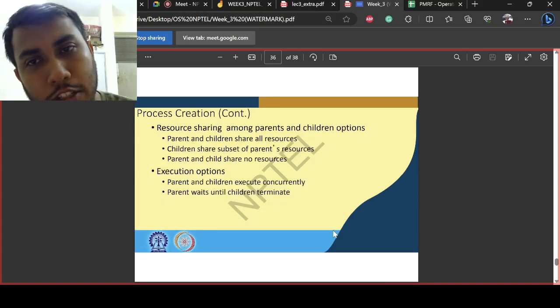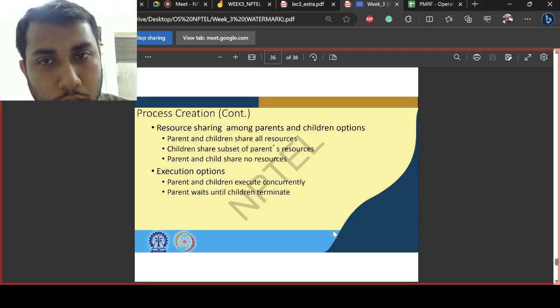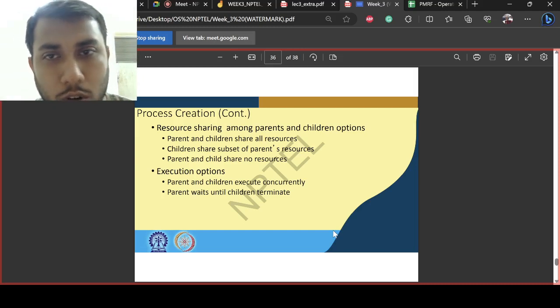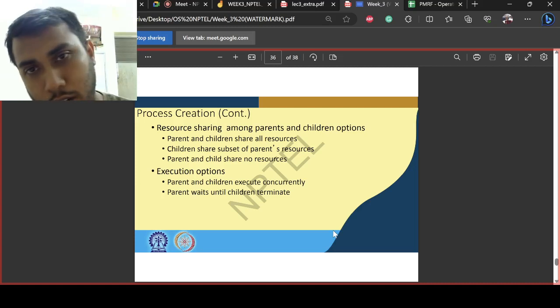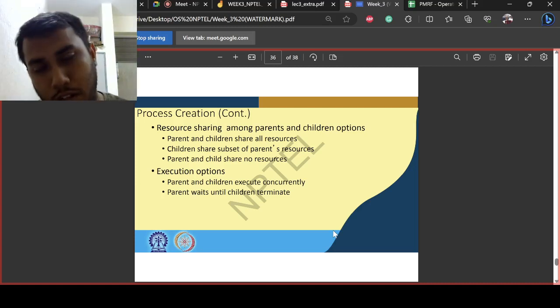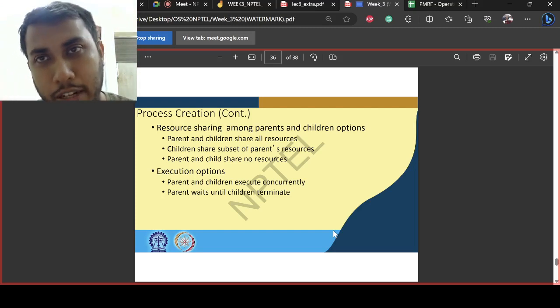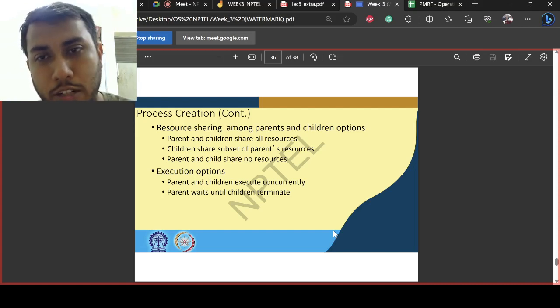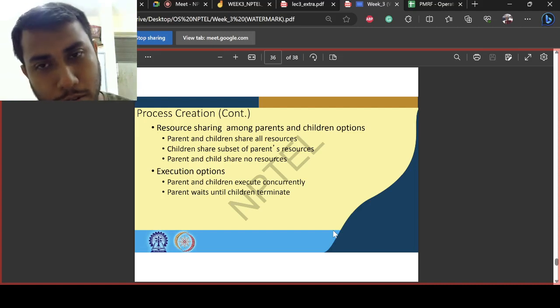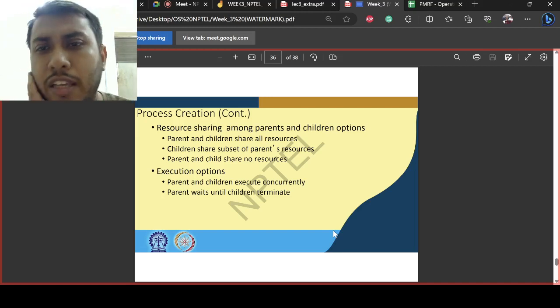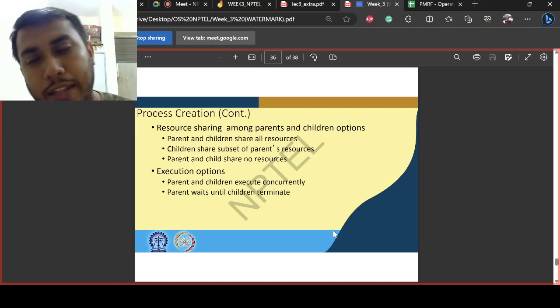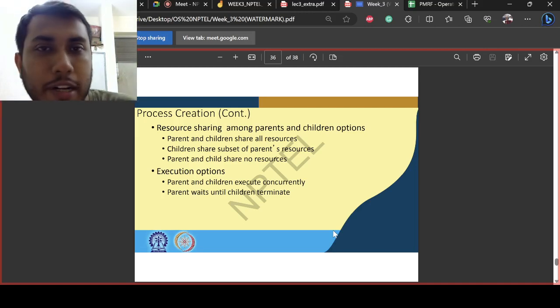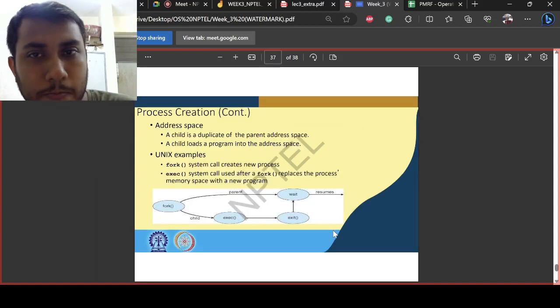Regarding resource sharing among parent and children, there are different instances that can happen. Either parent and children share all resources, children share only a subset of the parent's resources, or parent and children have no resources in common. Another option is that parent and children execute concurrently. Another is that the parent waits until the children terminate. So these are the different kinds of scenarios.